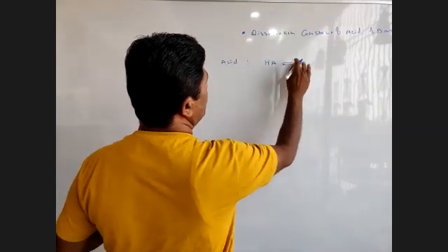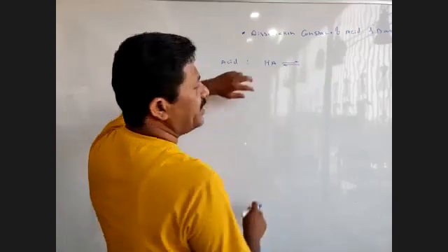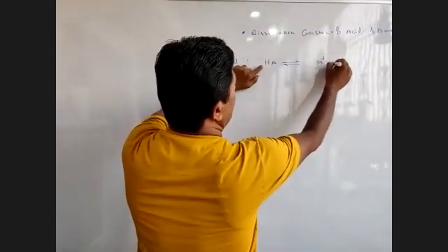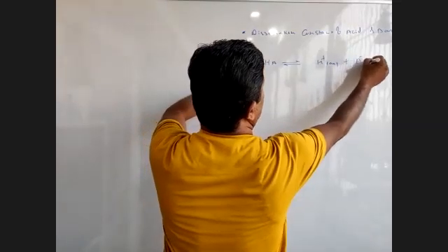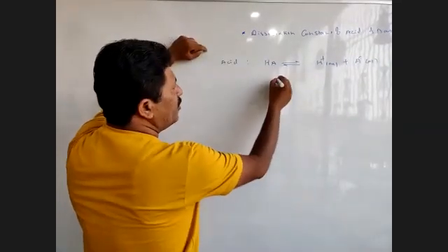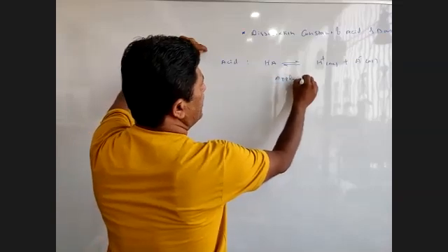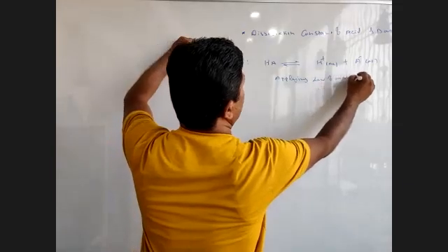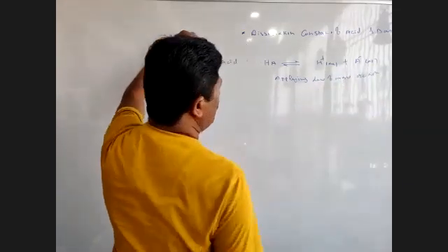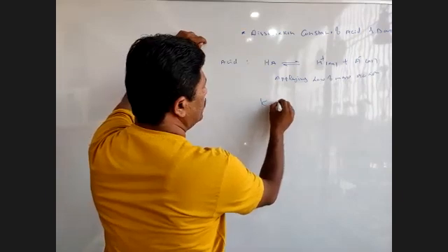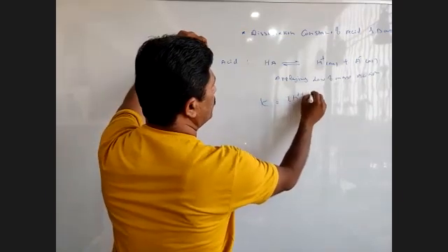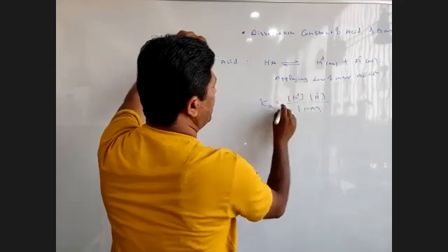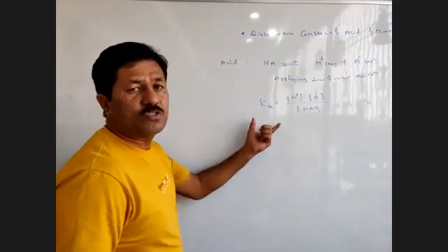Acid is represented as HA. HA dissociates, with a double-headed arrow because it's a reversible reaction, to produce H plus aqueous plus A minus aqueous. Applying the law of mass action, which is very important, and yesterday I stated what the law of mass action is, we have K equal to concentration of H plus into concentration of A minus upon concentration of HA. This is called the dissociation constant of acid, K a.